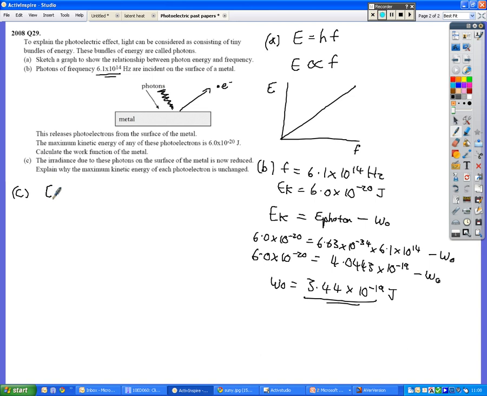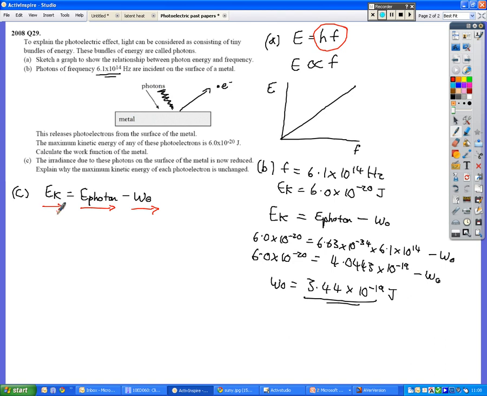What determines the kinetic energy of any photoelectron is the energy that the photon has minus the work function. Now, in this case, the material hasn't changed. It's the same metal, so this work function is going to be exactly the same. The energy of the photon, that's hf, is determined by Planck's constant and by the frequency. Frequency has not been changed, so kinetic energy is unchanged.